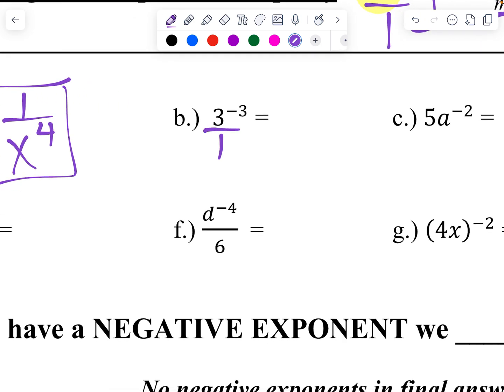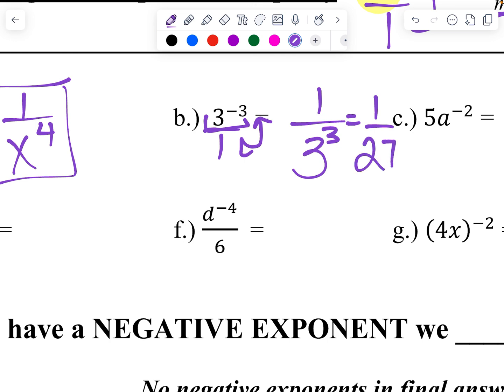Letter B, again, I have a number to a negative exponent, so I'm going to flip it. 1's going to be on top. Now 3 to the third power will be in the denominator, and I can go one step further and take 3 to the third, which would be 1 over 27.